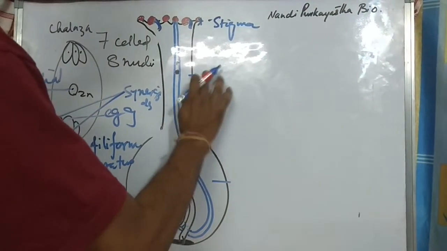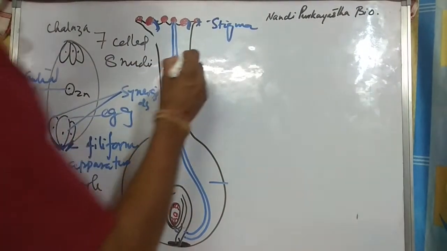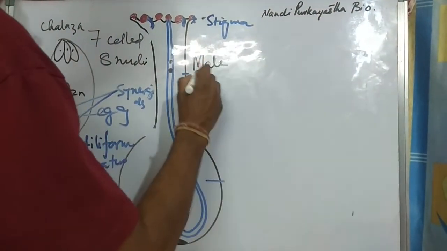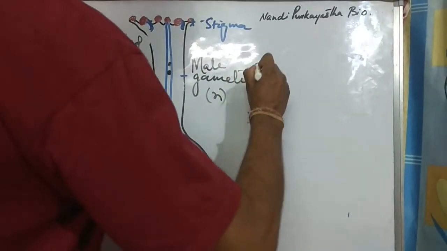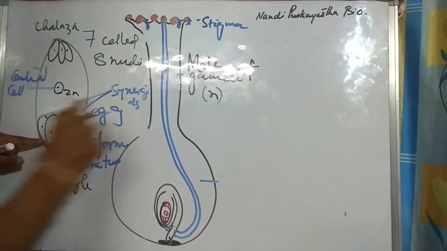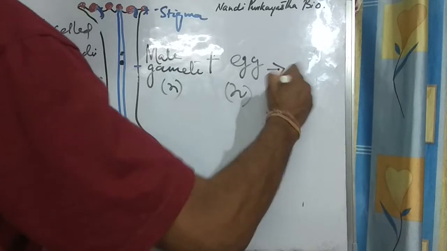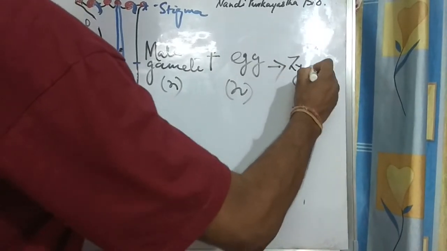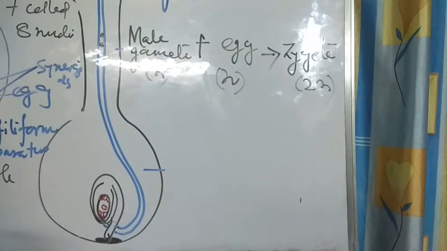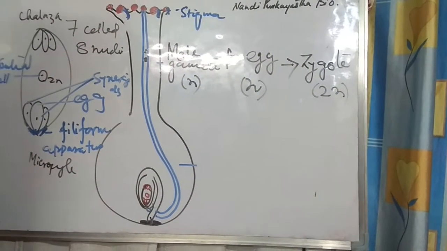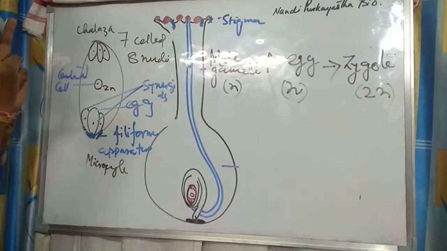So what is happening now? The male gamete is n. Male gamete, or you can say sperm, is n. It unites with the egg. The egg is also n. It leads to the formation of the zygote, which is 2n. Can you get it? That means one male gamete has fused. Now, another is left.